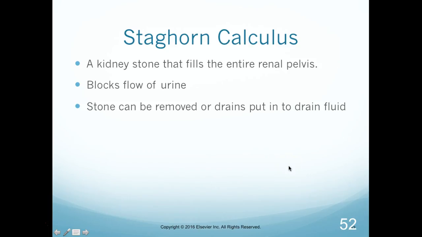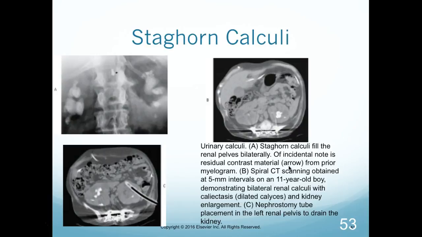So small. Staghorn calculus is a kidney stone that fills the entire renal pelvis. It blocks the flow of urine. Stones can be removed or drains can be put in to drain the fluid so that you don't go into hydronephrosis. You can see here we've got a big kidney stone, a staghorn right there and here, and they're putting a drain in here to drain it out.